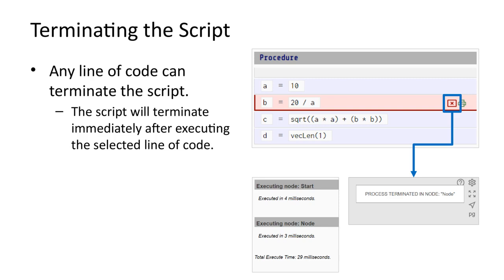selected line of code. In the example, we can see that the second line of code has the Terminate toggle enabled. In the console, there are no more error messages. And we can see that the end node is never executed. Note that the last line of code still contains the dynamic error. But since it is never executed, the error will not be triggered.